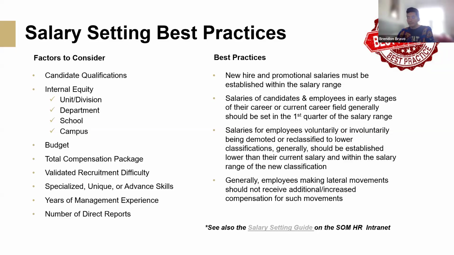And then just a couple more notes on best practices. New hire and promotional salaries must be established within that salary range. Salaries of candidates or employees at an early stage of their career will generally be in the first quarter of the salary range. Those that are demoting will generally see a decrease in pay, because their current role is in a higher salary range. If they're moving to that lower-level range, they're going to be placed in that lower range, so that's why their salary would decrease. Generally, employees making lateral movements should not receive additional or increased compensation for such movements. We also have a salary setting guide on our intranet site. There's a link here, and these slides get sent out with Blaze monthly email.